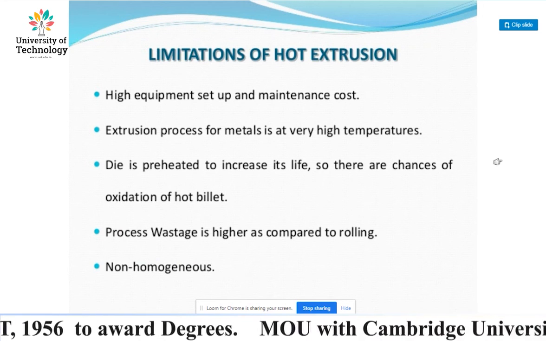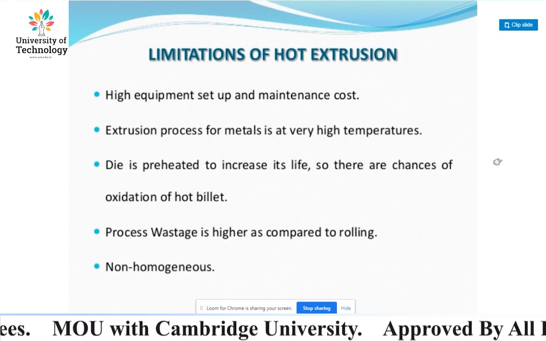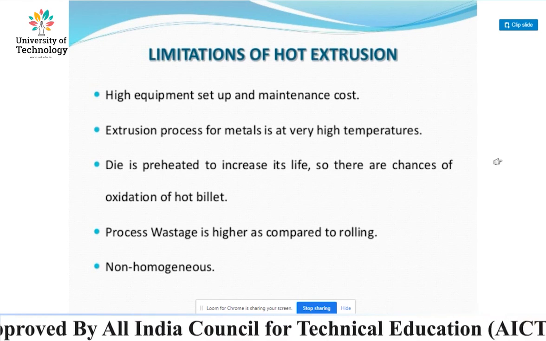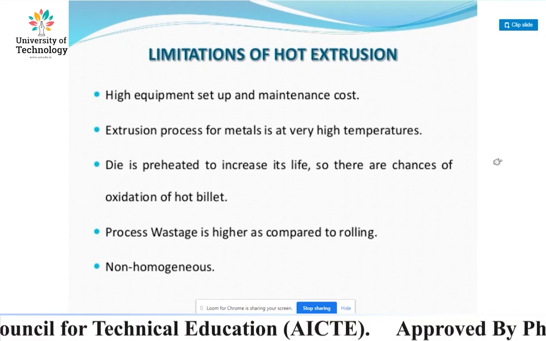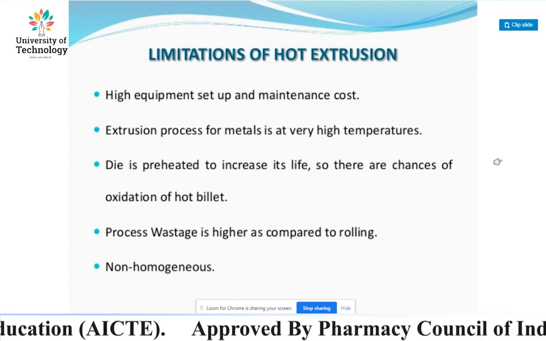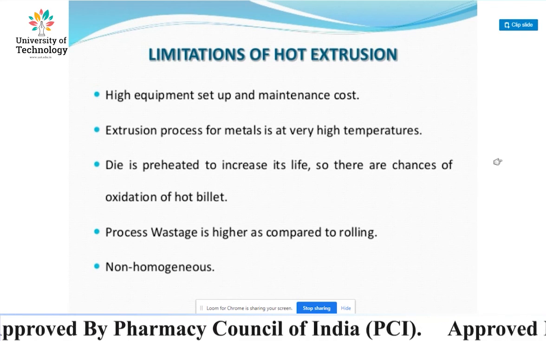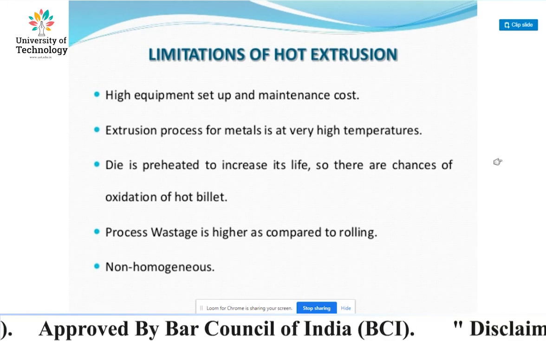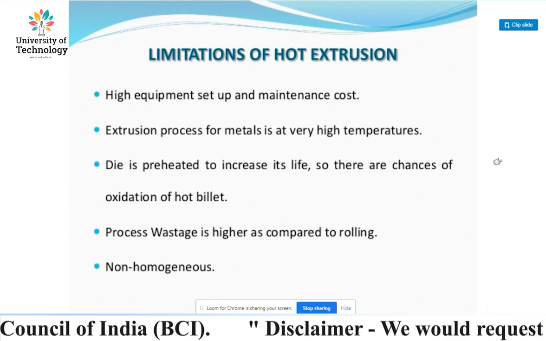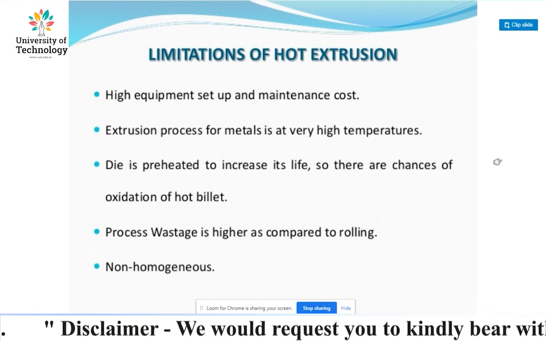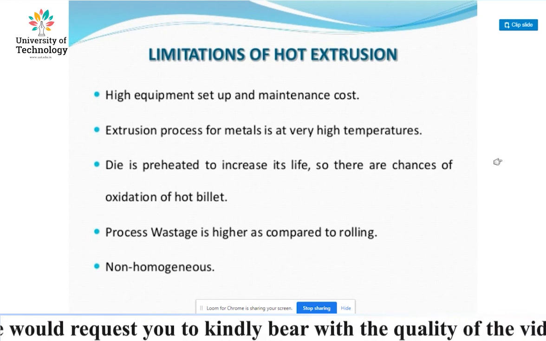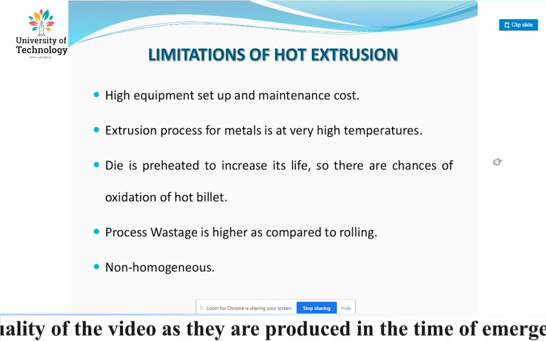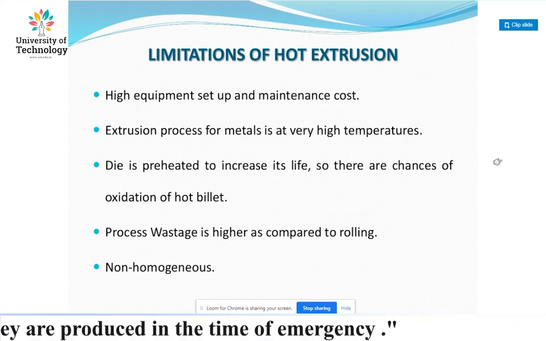Limitations of hot extrusion is high equipment setup and maintenance cost. It is an extrusion process for metal at very high temperatures. Dies are preheated to increase their life, so there are chances of oxidation of the hot billet. Process wastage is higher as compared to rolling. Non-homogeneous structure is a major disadvantage or limitation of hot extrusion.